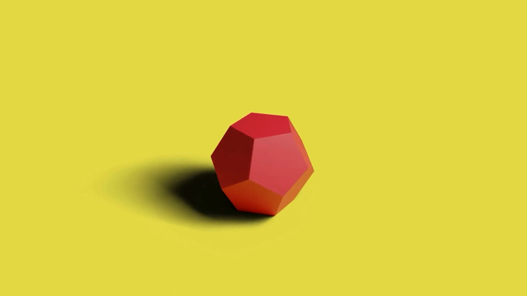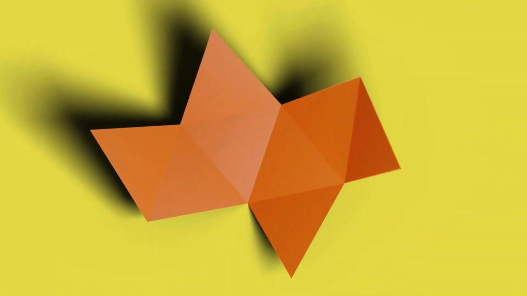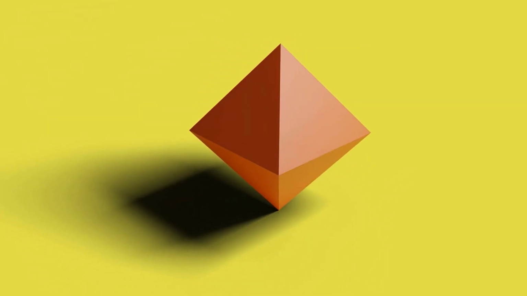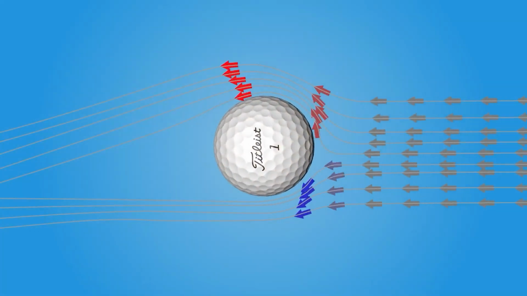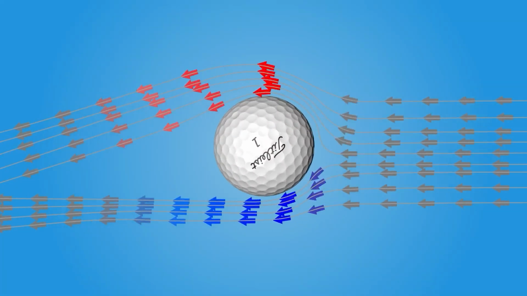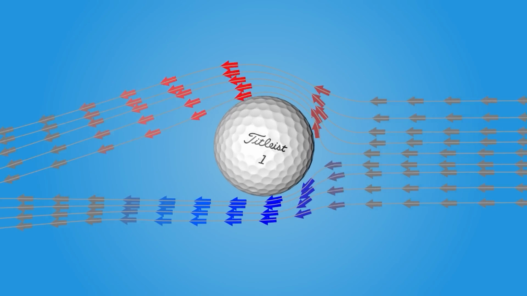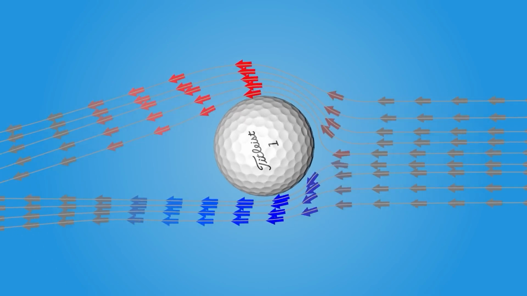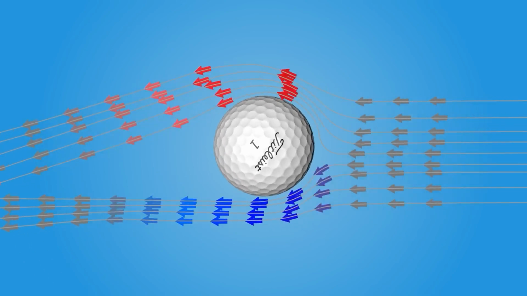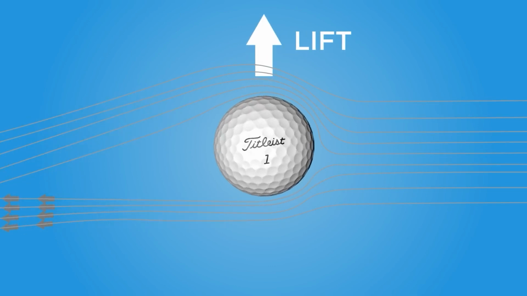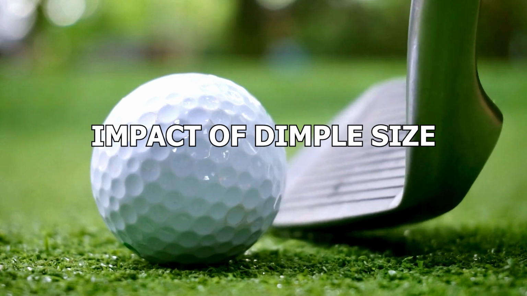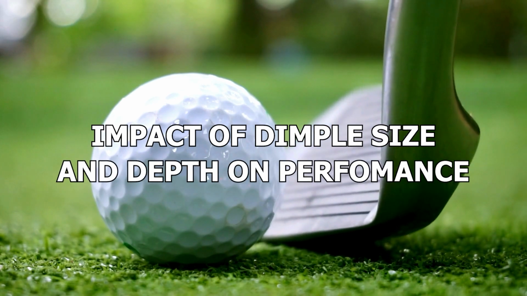Dodecahedral pattern. This pattern is based on a polyhedron with 12 identical pentagonal faces. Octahedral pattern. This design utilizes an 8-sided polyhedron with triangular faces. The general principle in golf ball aerodynamics is that a higher number of dimples, typically around 0.15 inches, 0.38 centimeter in diameter, improves the ball's flight characteristics. Impact of dimple size and depth on performance.